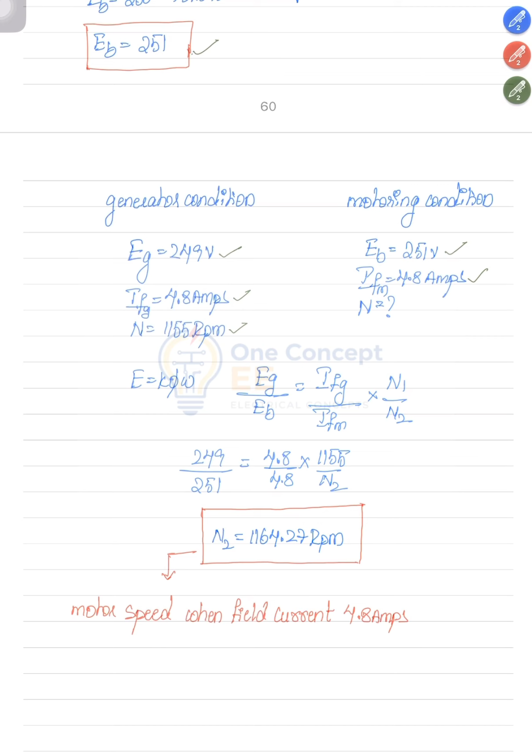We already know the formula E equal to K into phi into omega. Here, Eg is the EMF in the generator case, Eb is the back EMF in the motoring case, If1 is the field current in the generator, and If2 is the field current in the motor. N1 is the speed of the generator. N2 we need to find, it is the speed of the motor. By substituting the above values, I get a speed of 1164.27 rpm. Meaning at a field current of 4.8 amps, a terminal voltage of 260 volts, and an armature current of 75 amps, the motor will run at a speed of 1164.27 rpm.